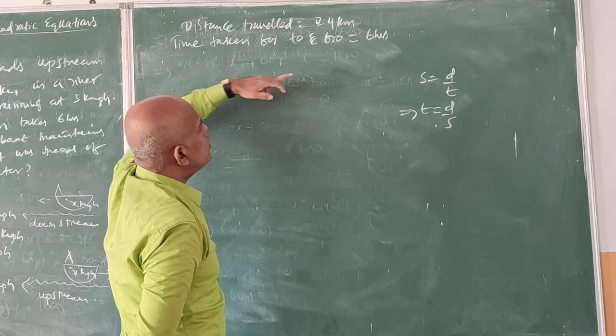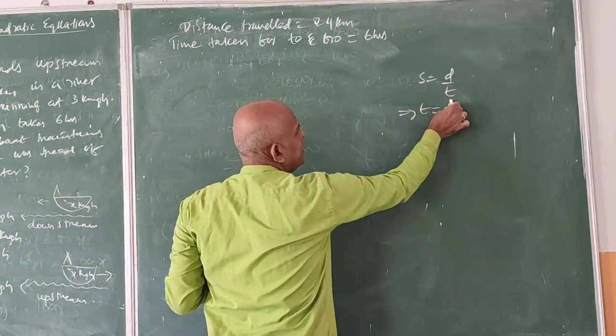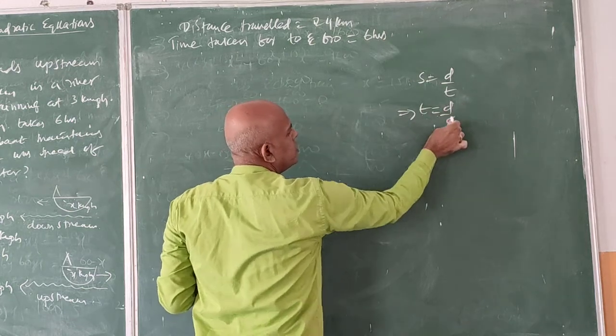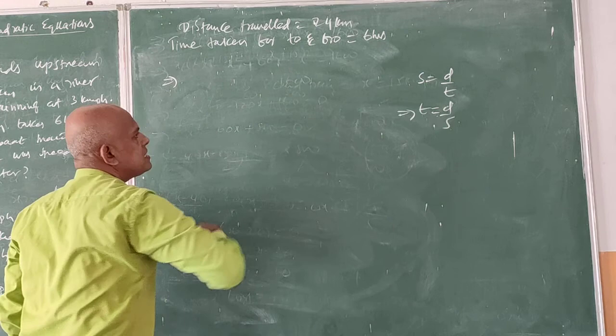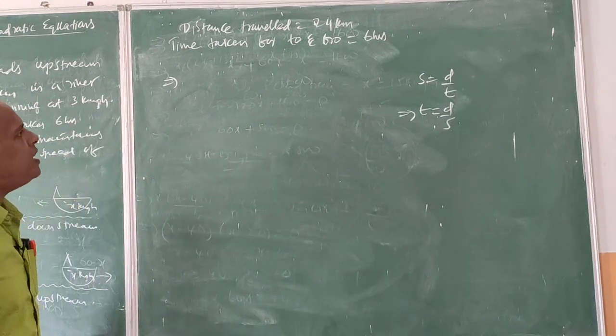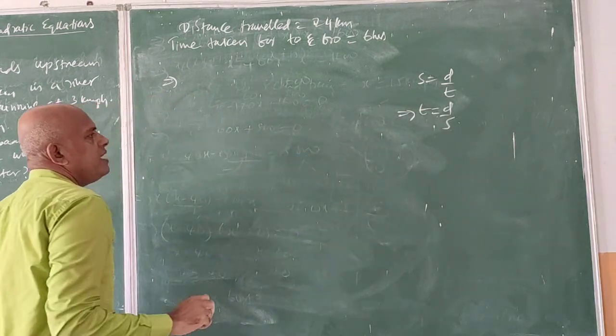So going and coming, total time taken is what? 6 hours. So we know the formula speed is equal to distance by time. But in the given problem, time is equal to distance by speed. So total time is equal to 6 hours. Now the time taken by the boat when it is traveling in the downstream.